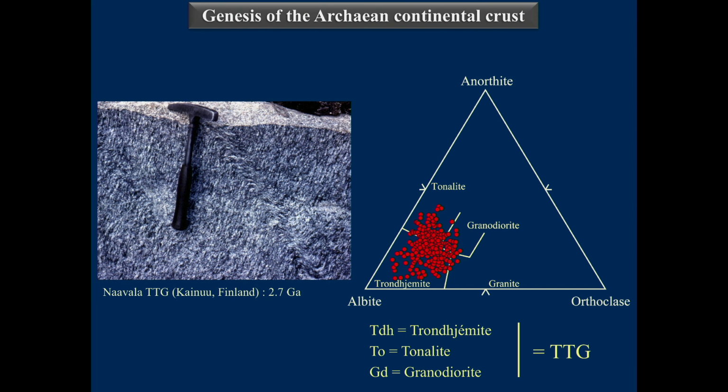You do not realize, but in this diagram there are more than 1,300 points, but all are at the same place. So that means that these rocks are very homogeneous in composition, plotting in the field of tonalite, trondhjemite, and granodiorite. And as geologists are generally lazy people, they call these rocks TTG. TTG for trondhjemite, tonalite, and granodiorite.